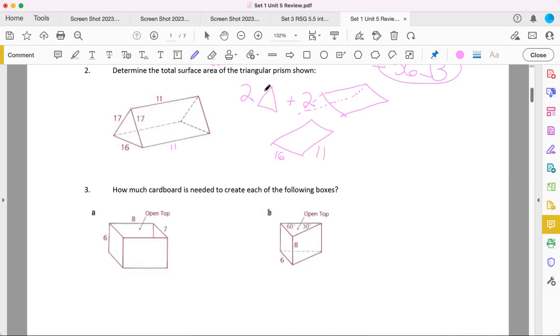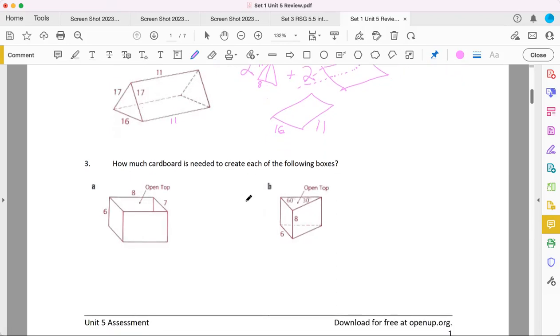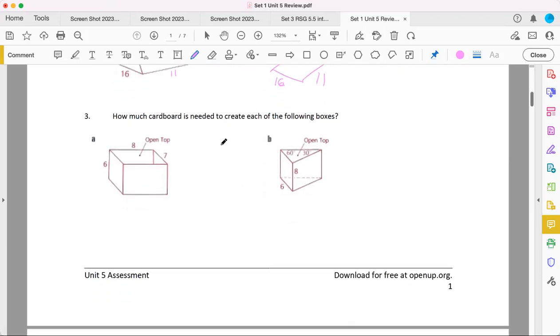You may benefit from getting the height of this, because if you look closely, you can get the height of this because it has a hypotenuse of 17 and a base of 8. That can help you get out what the height's going to be. How much cardboard's needed. This is roughly saying get the surface area.